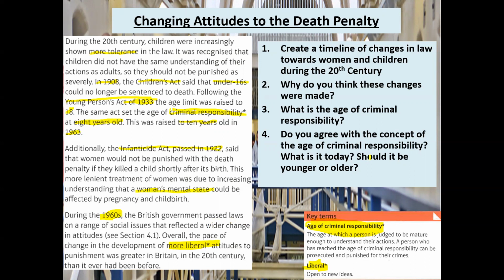So have another read through this text and complete these questions down here. Make sure you've got your key terms written in. Pause the video where you need it.